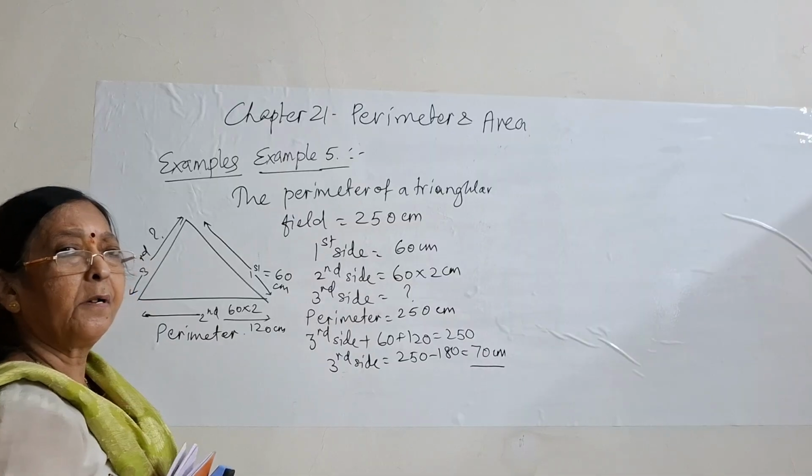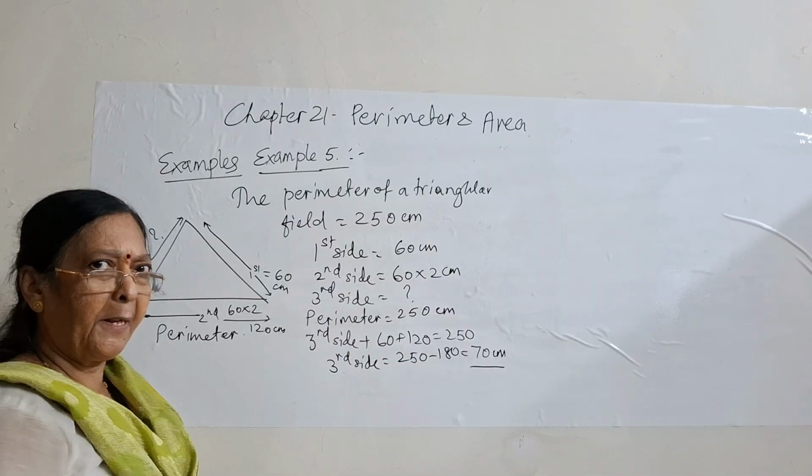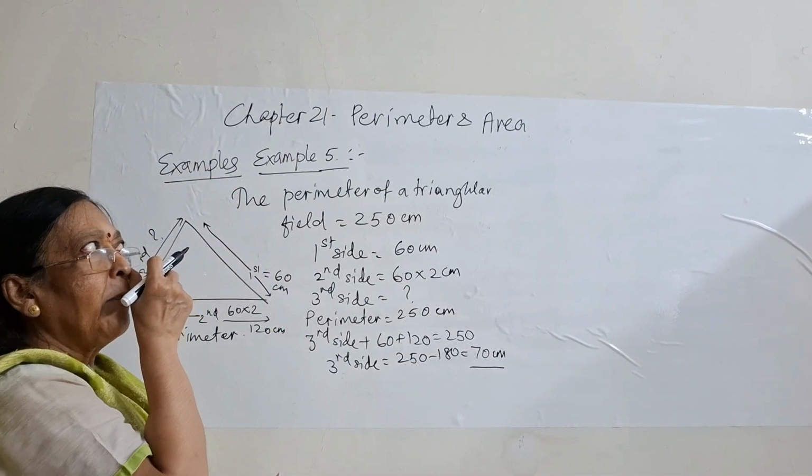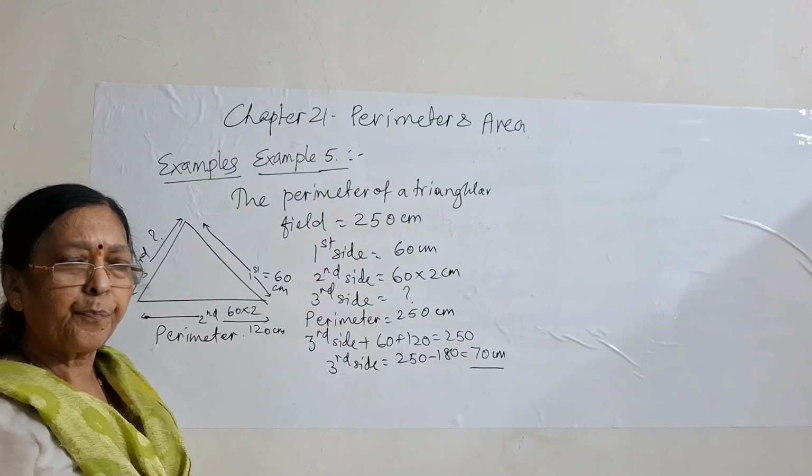So this is about the 5 examples of chapter 21, perimeter and area.